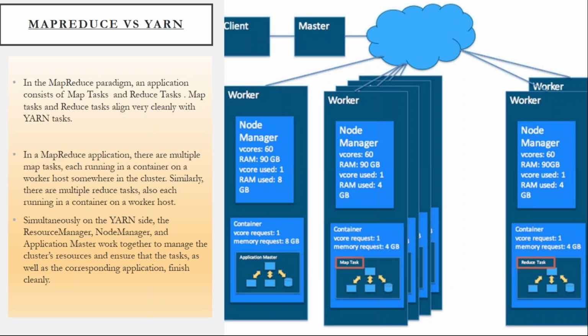Have a look at the diagram. You have one master and you have multiple workers. In your worker, you have a node manager and you have 60 virtual cores and 90 GB of RAM. At the moment, only one virtual core is used and 8 GB of RAM is used. In that, you have a container. Within that container, you have an application master. But in this one, there is no map task. If you go to another worker node, you have a container, and in that container you have a map task running. Go to the third worker node, and there you have a reduce task running. Like that.